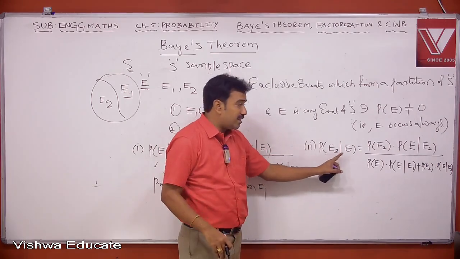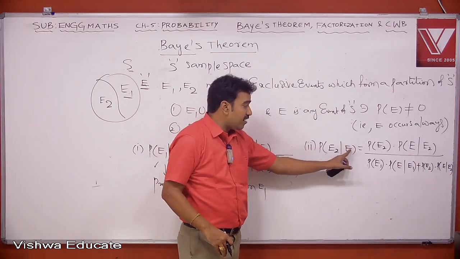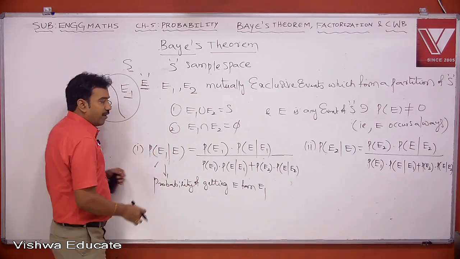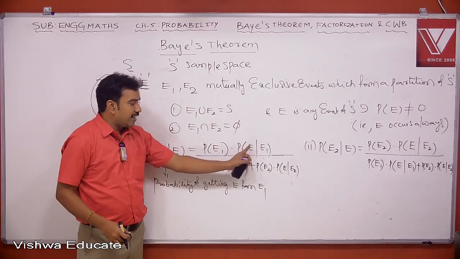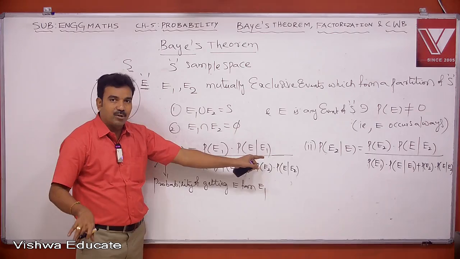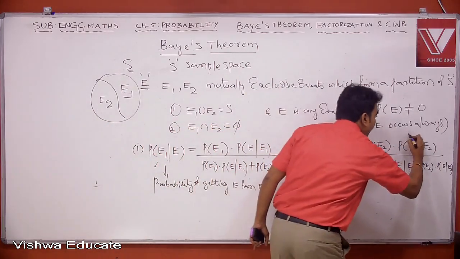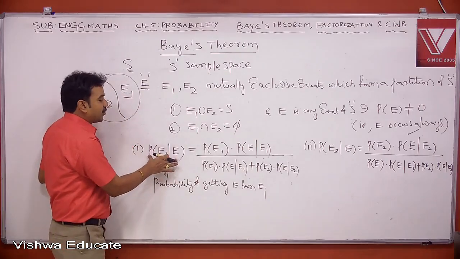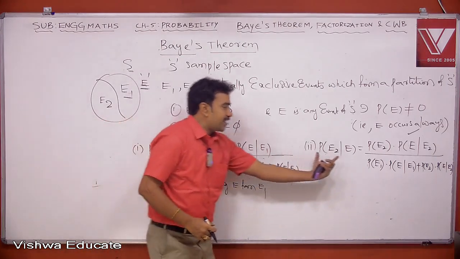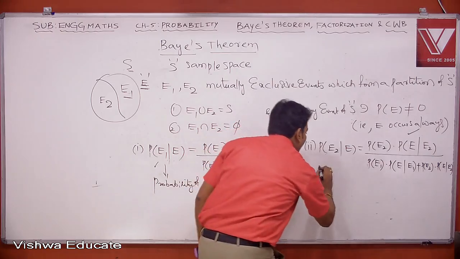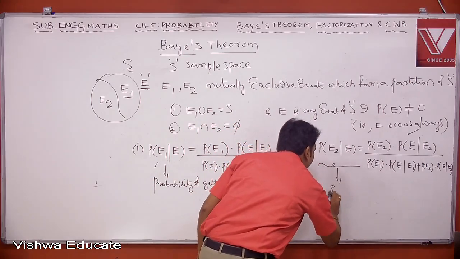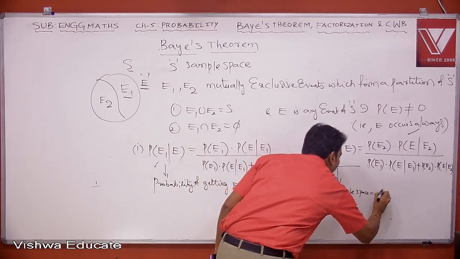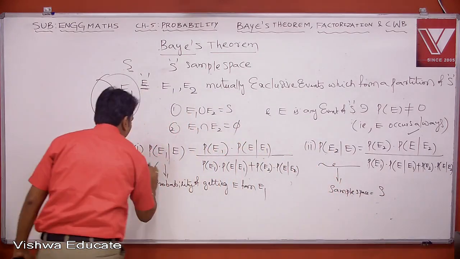So in this case, what is the probability that E came from E2? What is the probability that E came from E1? But in this case, the probability of getting E from E1 is when E1 is the sample space. Now for this probability, what is my sample space? E2. But in this case, the sample space is S only. Here also the sample space is S.